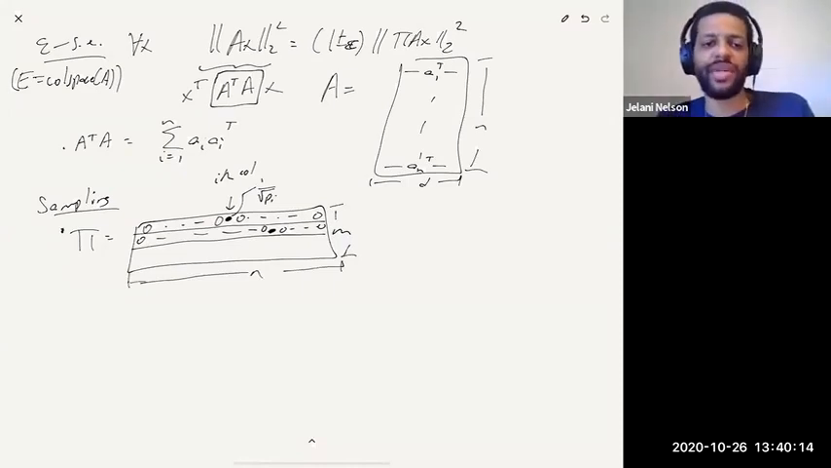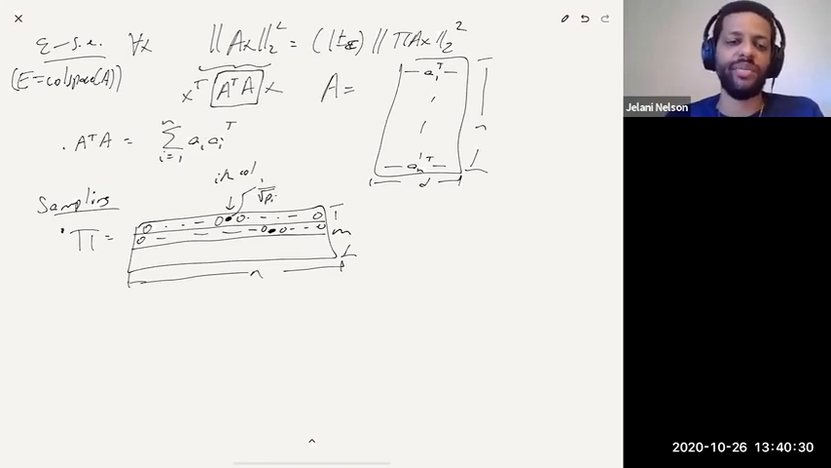So this is just row sampling, right? We're taking m independent samples of rows of A, right? And that's pi A. And the question then is, what should these probabilities be to get some kind of guarantees with good probability?